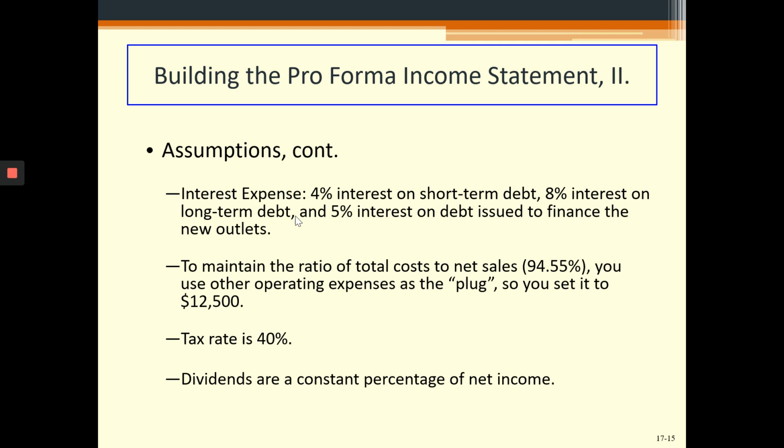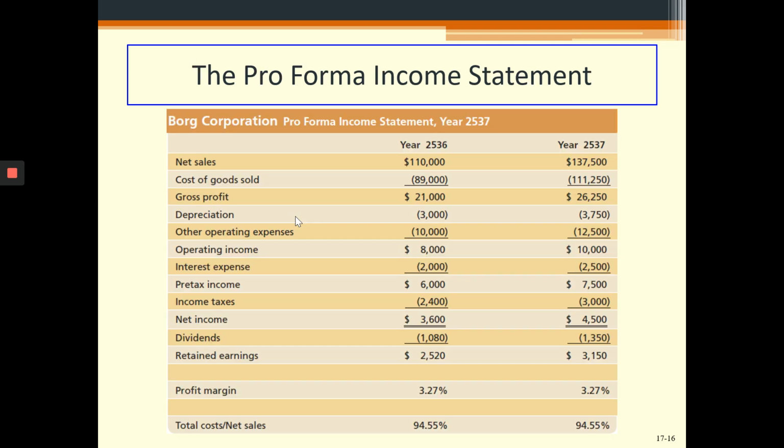That increased their total debt to 30,000. So the additional 10,000 they are acquiring at 5% interest. And the tax rate is 40%, and dividends are a constant percentage of the net income. This is the pro forma income statement generated for year 2537. Now let's see how these numbers are generated in detail based on these assumptions.